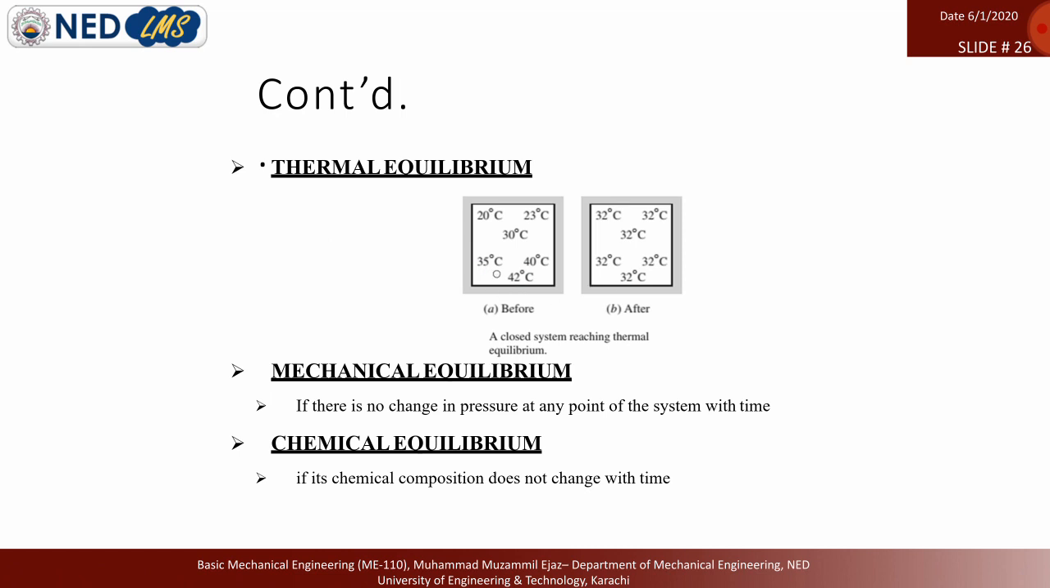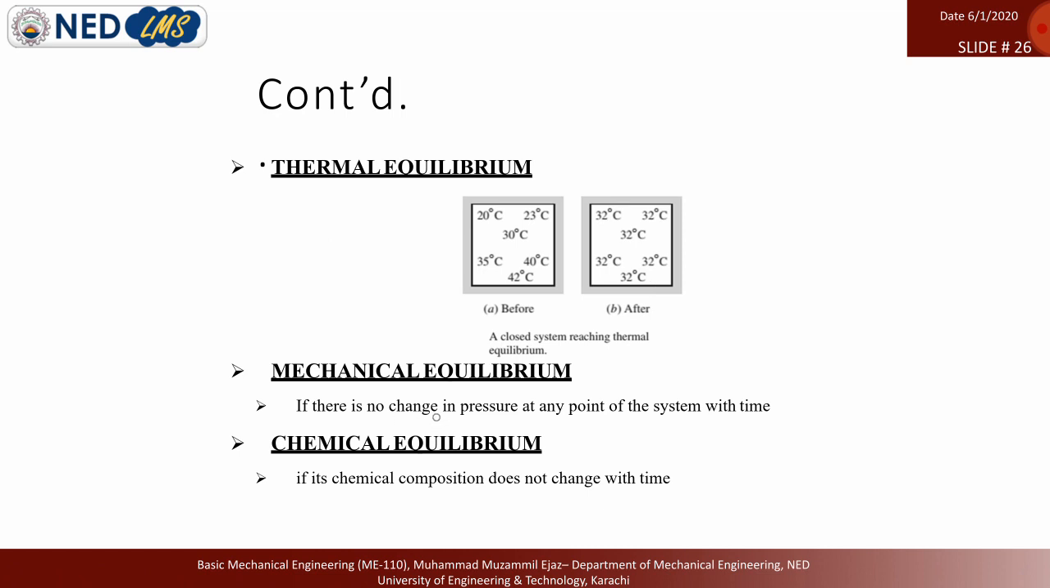From the figure you can see thermal equilibrium. In the first case, the system is not in thermal equilibrium. You can see that different positions have different temperatures. But if it goes into thermal equilibrium, the temperature is uniform all around the whole area. You can differentiate between these two pictures.